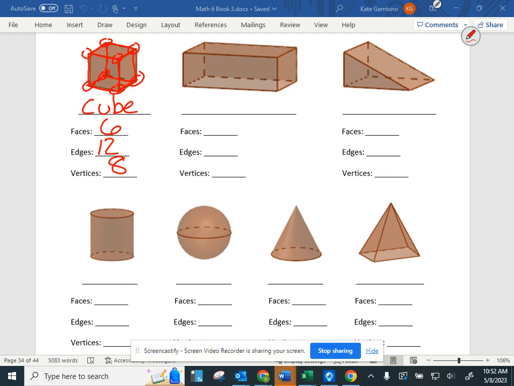What is our next shape? Bennett? Very good. We know it's got that rectangle, but we can't just call it a rectangle because that's the flat two-dimensional shape. So we call it a rectangular prism. So it's a rectangular prism.